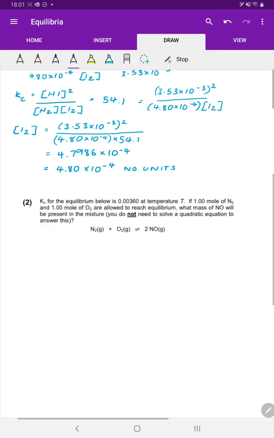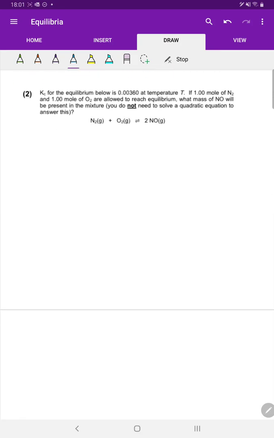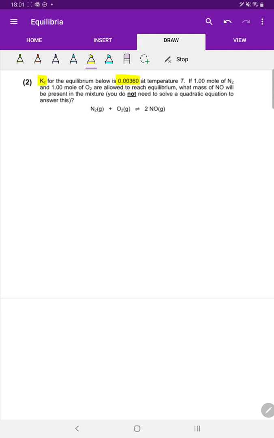Right, let's go through question 2. This one is slightly harder. So let's just highlight the key information. So we've got Kc for our reaction. We've got 1 mole of nitrogen, 1 mole of oxygen, and that's at the start because it says they are allowed to reach equilibrium, so that's the start concentration, and we want to work out the mass of NO.